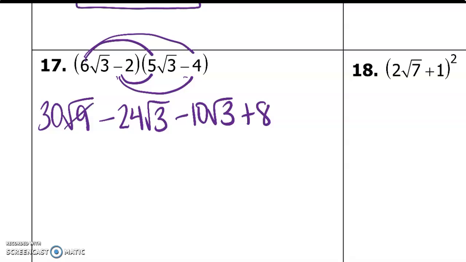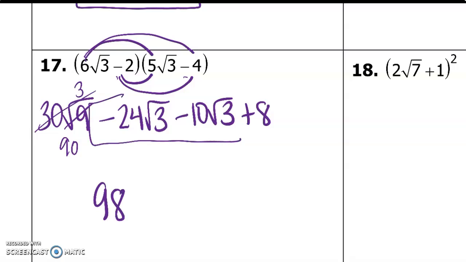So the square root of 9 becomes a 3. So 30 times 3, this whole front term is 90. So 90 plus 8 is 98. And then these two you can put together. So minus 34 square root of 3.